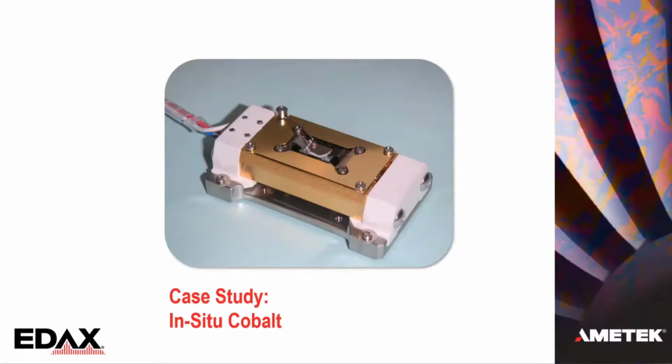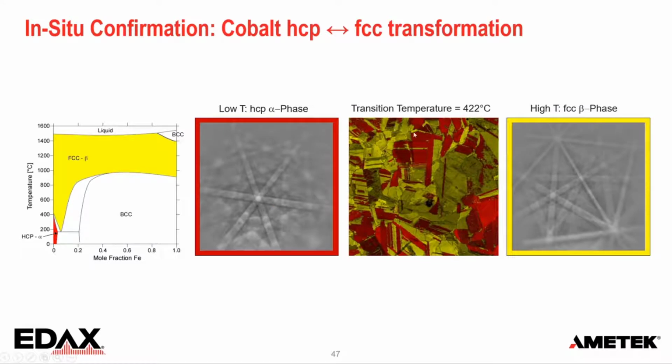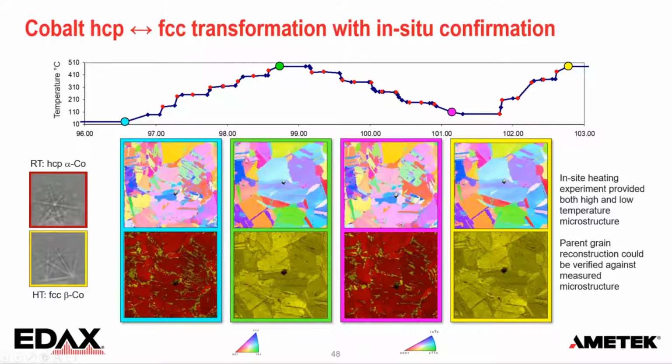Now, just as an example, I have here a heating stage experiment with cobalt. And cobalt has a phase transformation around 422 degrees, where at high temperature you have a cubic phase, and at low temperature you have a hexagonal phase. In this case, we did a number of experiments where we just heat the sample. It transforms from the low temperature to the high temperature phase, cool it down, it transforms back to a hexagonal phase, and heat it up again, it goes back to the cubic phase.